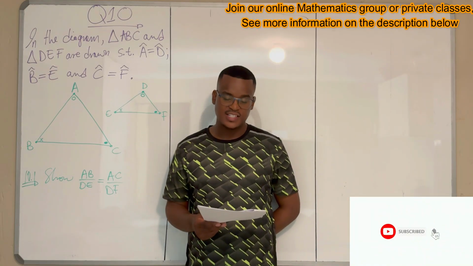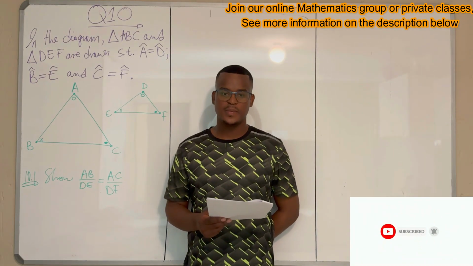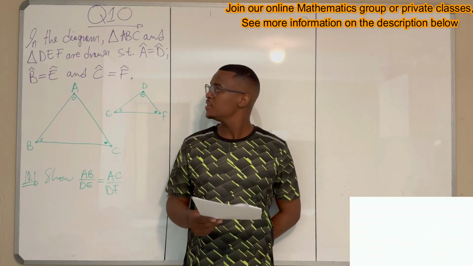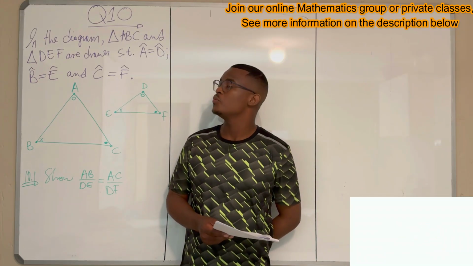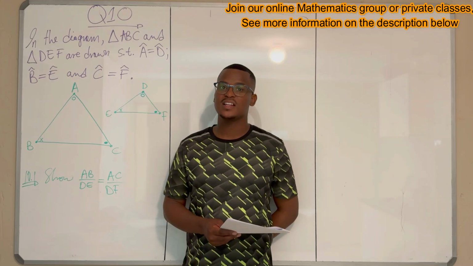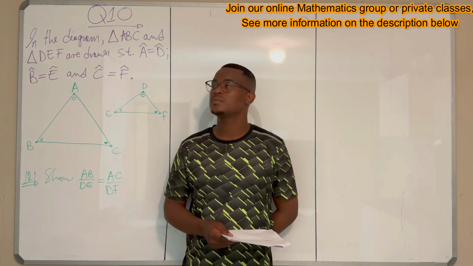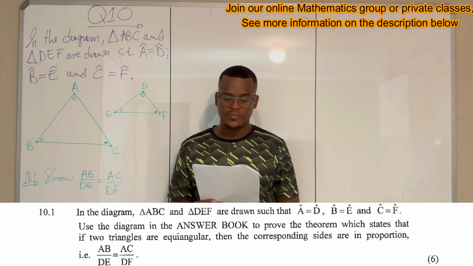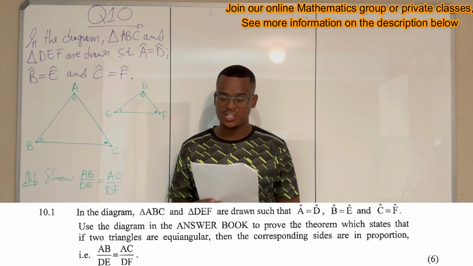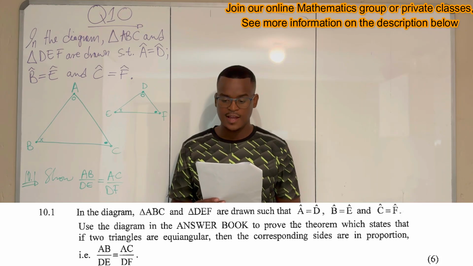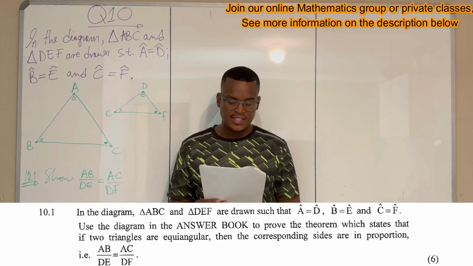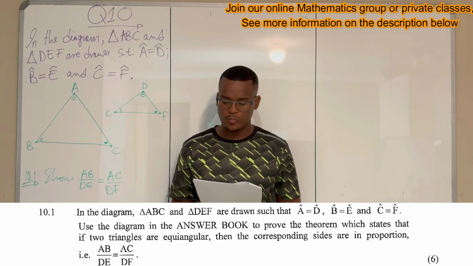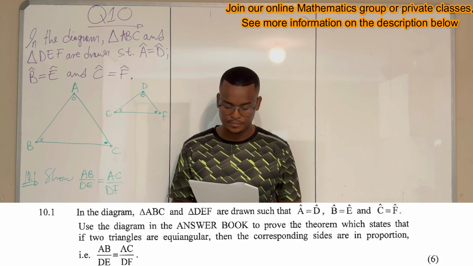So in this video, we're doing question 10 of the May June 2022 question paper, Mathematics Paper 2. The topic is Euclidean geometry, where we'll discuss proportionality, similarity and other Euclidean geometry principles. So let's go. At 10.1, they're saying in the diagram, triangle ABC and triangle DEF are drawn such that angle A is equal to angle D, angle B is equal to angle E, and angle C is equal to angle F. So they're saying use the diagram in the answer book to prove the theorem which states that if two triangles are equiangular, then the corresponding sides are in proportion.